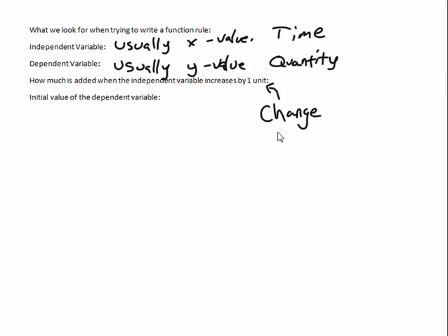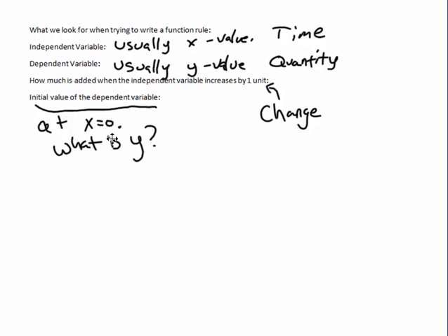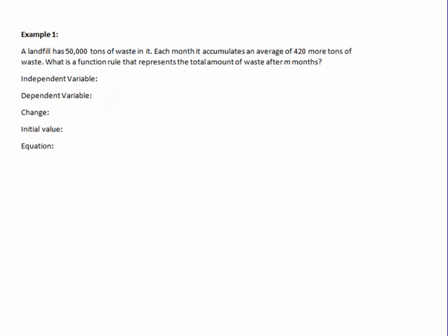And then the initial value of the dependent variable. So at x equals 0, what is my y value? This is our initial value. We really want to know what's our starting point? Where do we jump off at? So let's try this out and see if we can figure this out.